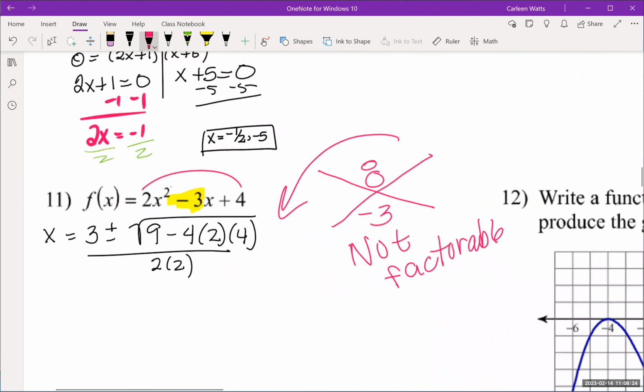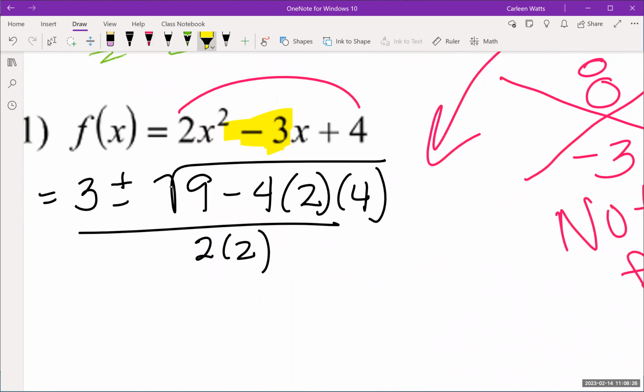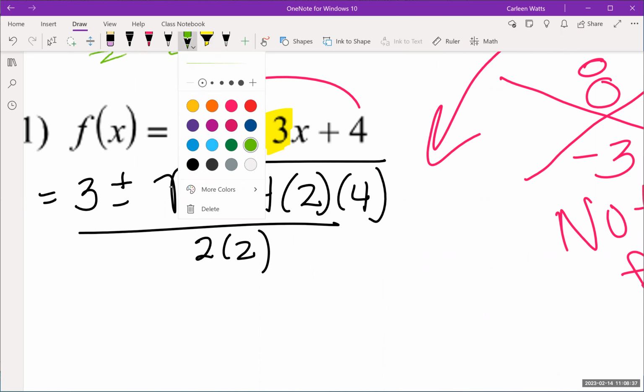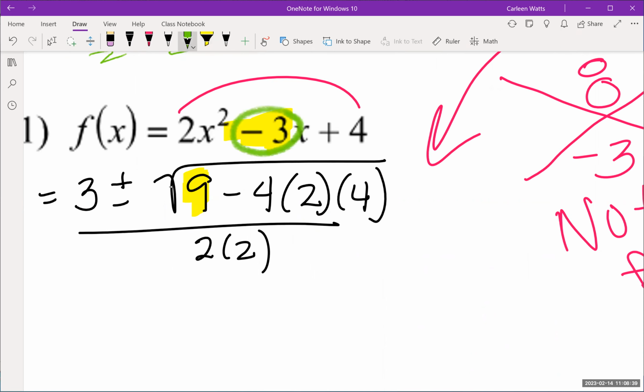Okay, next question. Should this right here be 9 squared? No. Do we see that I squared the -3 to become 9? Yeah? Are you with me? Okay, good.